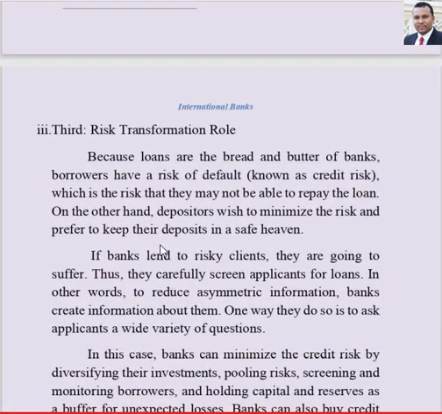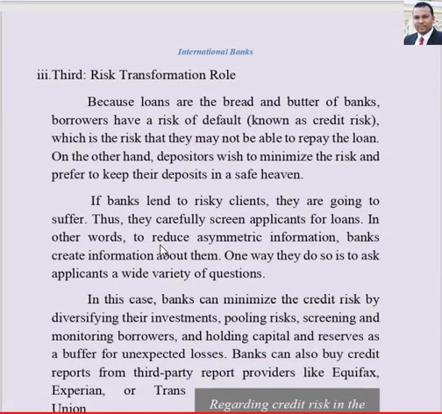So remember, we started with the first rule, size transformation. The bank collects small size deposits and converts them into large size loans by using economies of scale. The second rule, maturity transformation, focuses on time. The bank converted or transformed short-term deposits into medium and long-term loans. The rule number 3 is risk transformation.